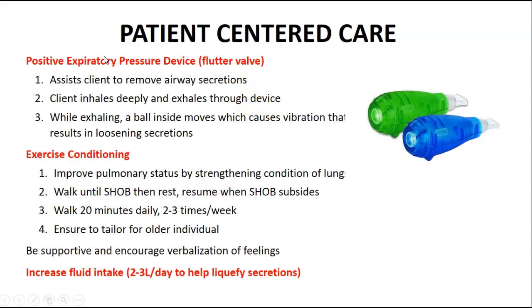To help them remove airway secretions, they may use a flutter valve, and this will give you some steps of how it's actually used. Exercise conditioning will help improve their pulmonary status by strengthening the lungs. Basically, talk to them about walking until they start having shortness of breath, then resting and resuming once it subsides. Try to walk 20 minutes daily, 2 to 3 times a week. Tailor the exercise for older individuals. Again, be supportive, encourage, and, like we talked about with a lot of respiratory issues, increase fluid intake, 2 to 3 liters a day, to help keep secretions thin and make it easier for them to cough up.